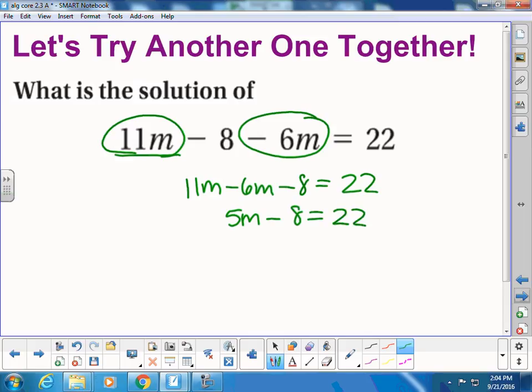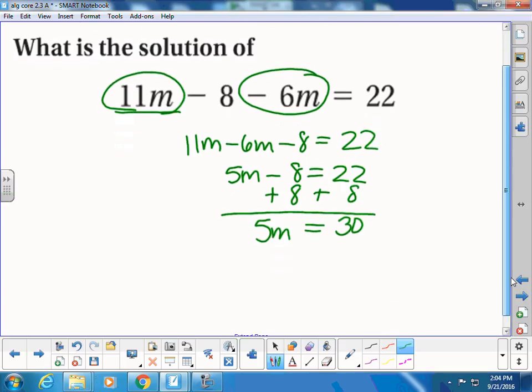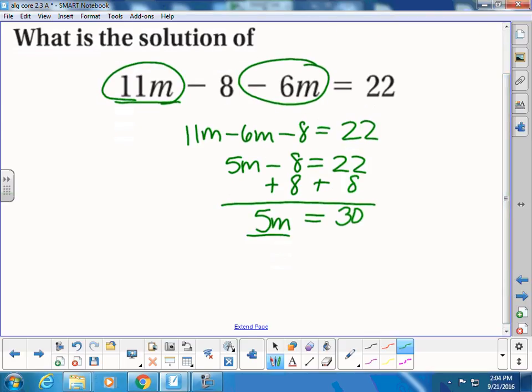And to solve, I have to undo the addition or subtraction first, so I have to add 8 to get rid of that. My goal is to get the m's by themselves. So far I still have 5 m's equals 22 plus 8 is 30. I have to divide those 30 up among my 5 m's. So let's get rid of the 5. We have m equals 6.